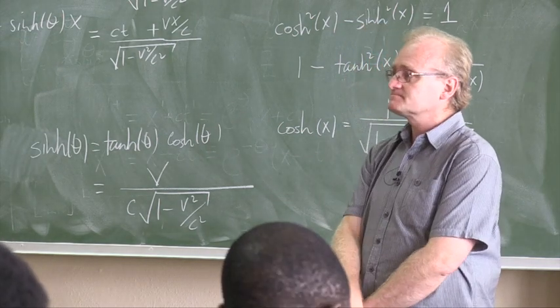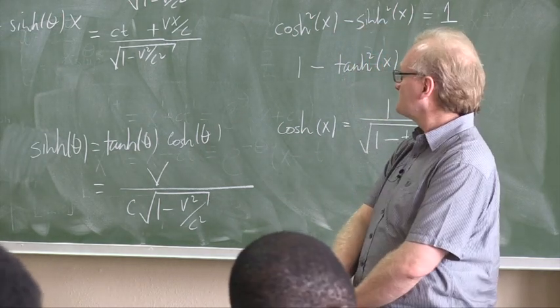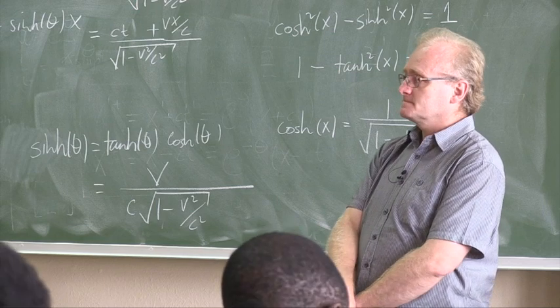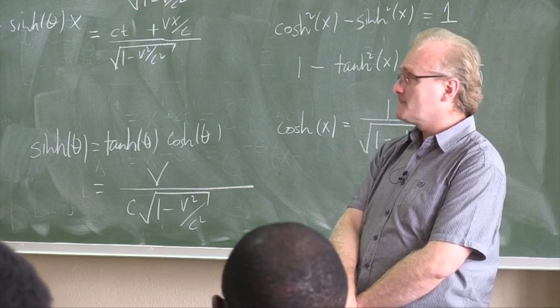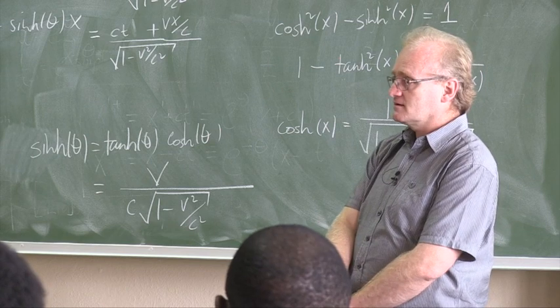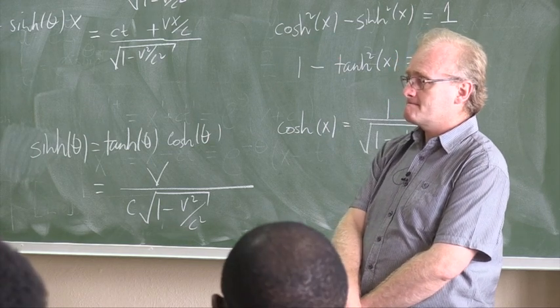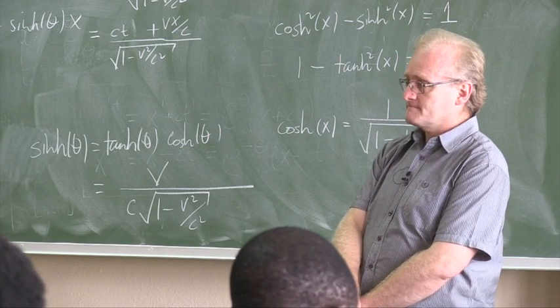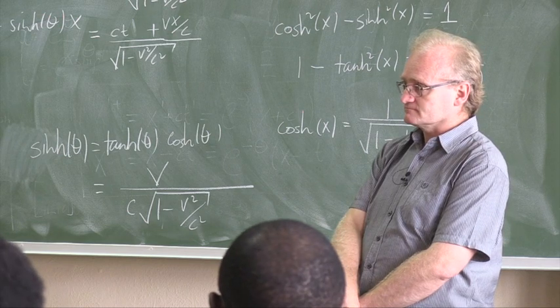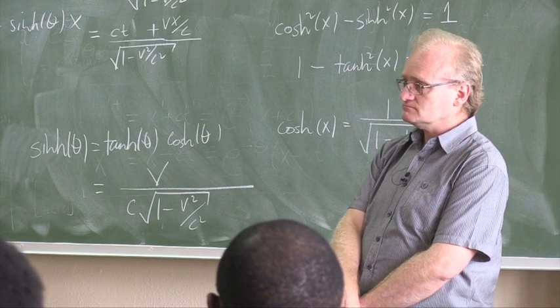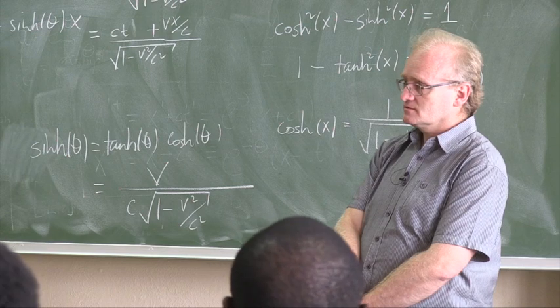Yes, William? When we had the curve or the figure, I saw something like 2c somewhere, where if I'm doing a measurement, my speed should not be more than 2c. How does that have to do with this 1 to minus 1?